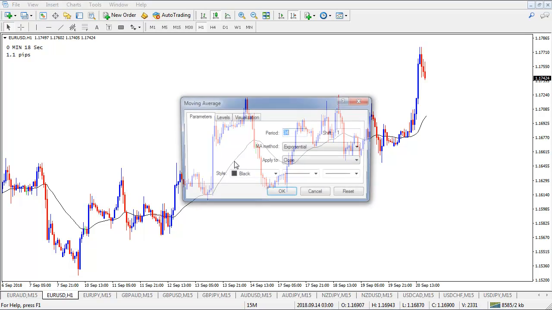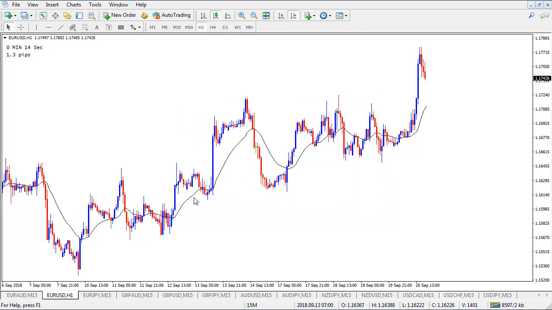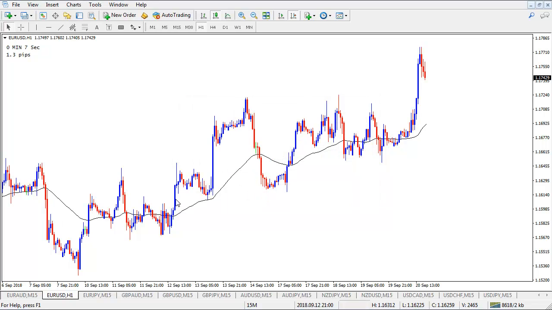Now, this is a 34. If I go for a 21, we can see in areas like this, price tends to get through it a little bit more than we'd initially like. If I go with a 55, price starts to get towards it, but doesn't quite reach it.